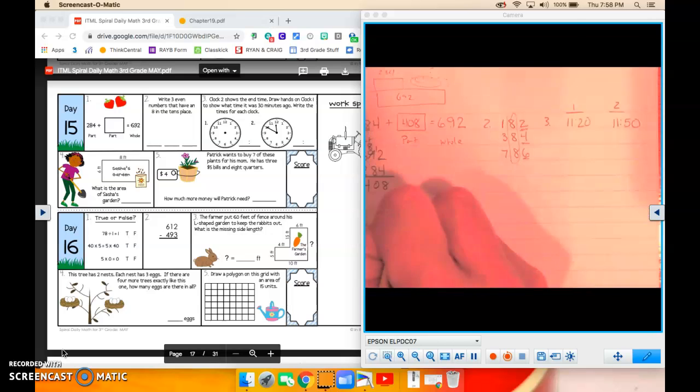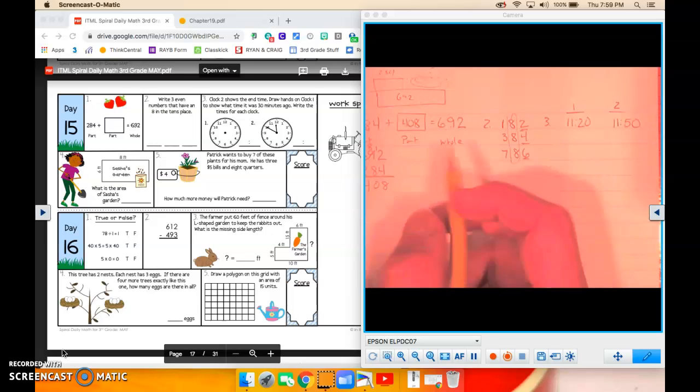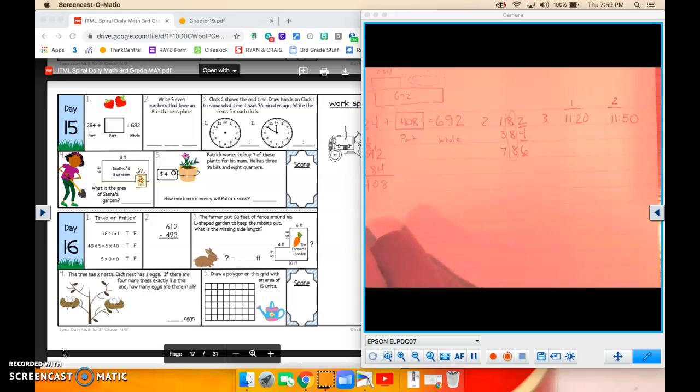Number 4. We have a garden, Sasha's garden, and it's a 6-foot by 8-foot garden. What is the area of Sasha's garden? Remember, area is the amount in the middle, kind of the A and A, area, amount in the middle. So to figure that out, we multiply 6 times 8. So we multiply the one side by the other side.